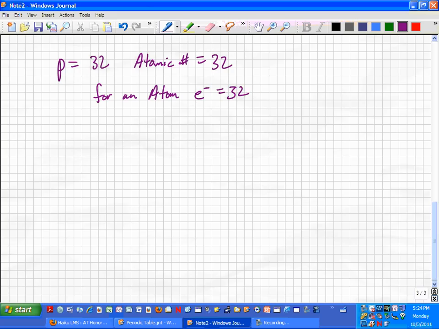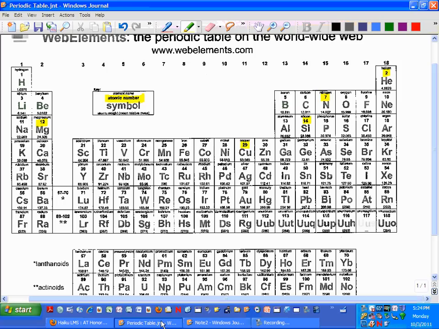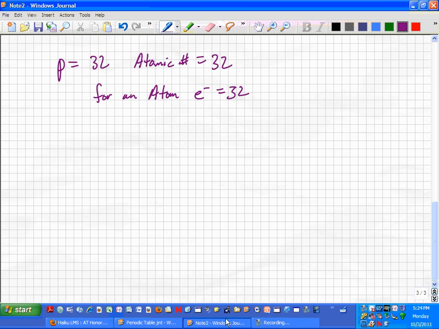And all we have to do is look up the symbol. 32 is germanium right here. So the symbol is germanium, Ge, and the name is germanium, not geranium.